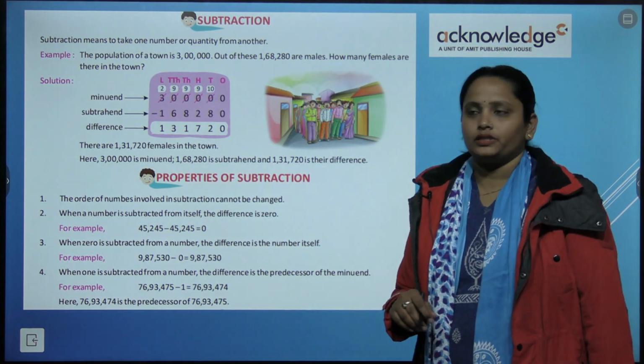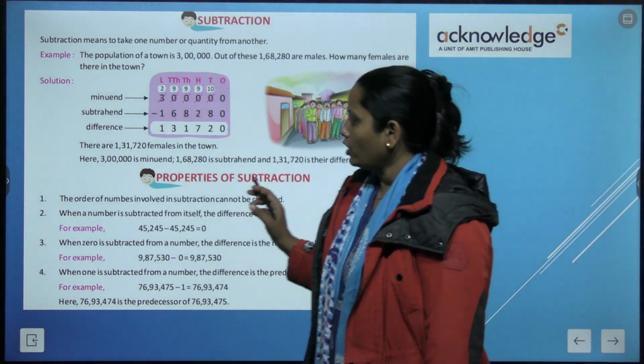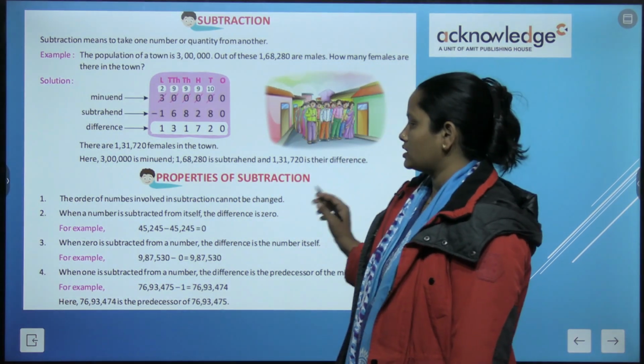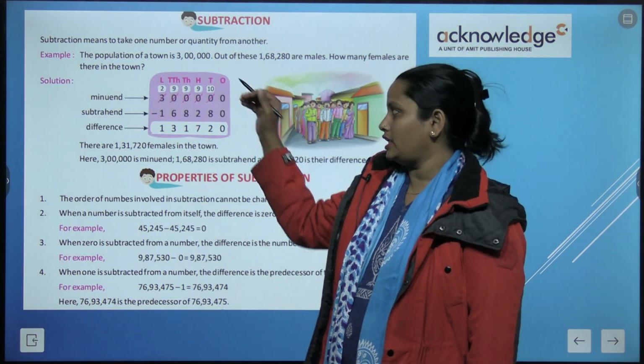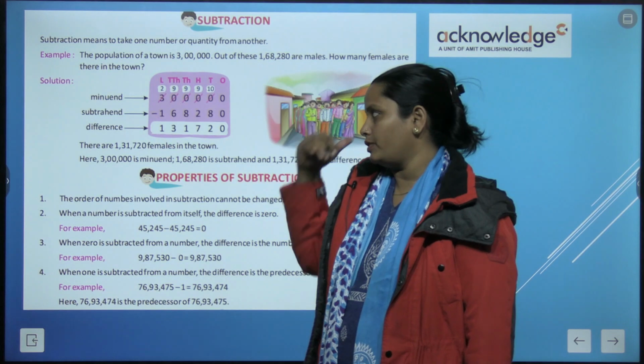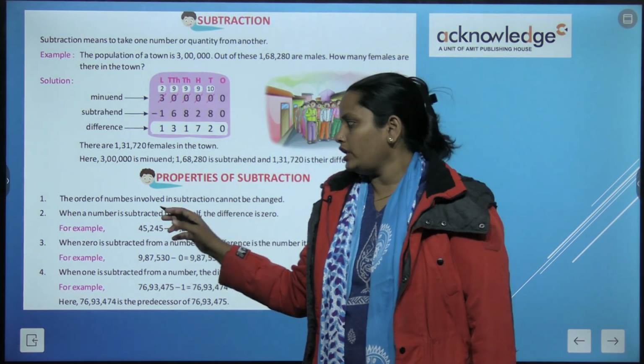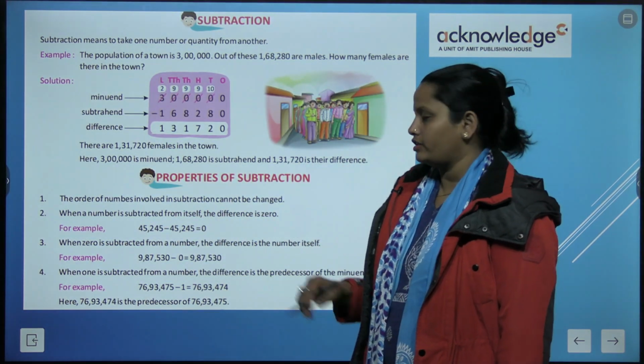Now what are the properties of subtraction? The order of numbers involved in subtraction cannot be changed. We cannot change the order of these numbers. It's not that we put the top one at the bottom and the bottom one at the top. When a number is subtracted from itself, the difference is 0.